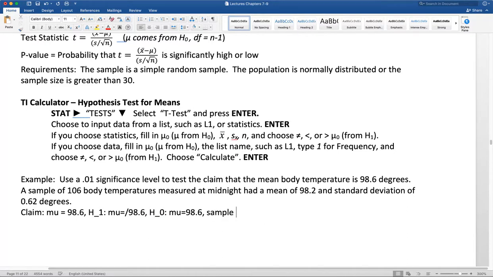Sample mean x bar is 98.2, sample standard deviation (STD) is 0.62, and sample size is 106. Now we're going to find the test statistic and the p-value using this information with the calculator.